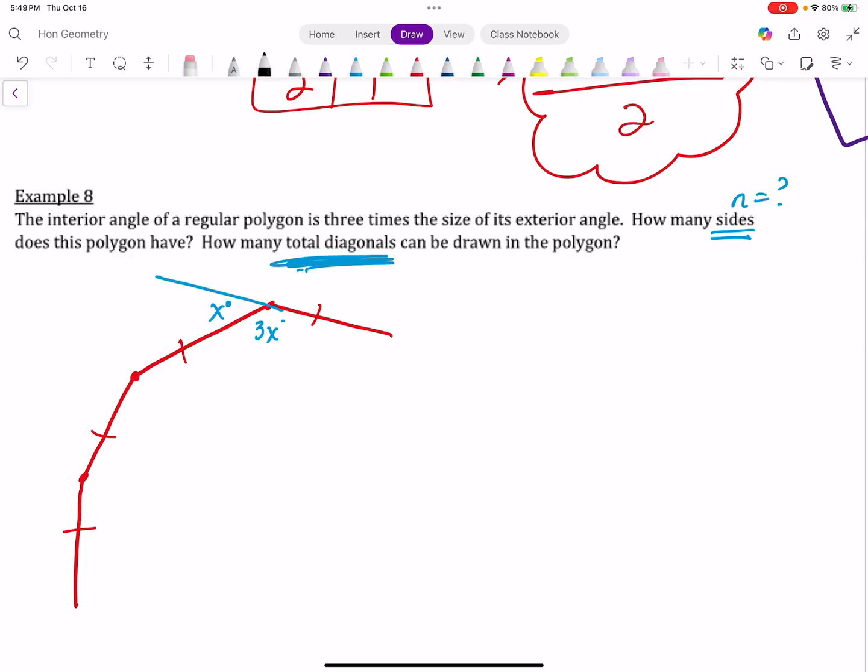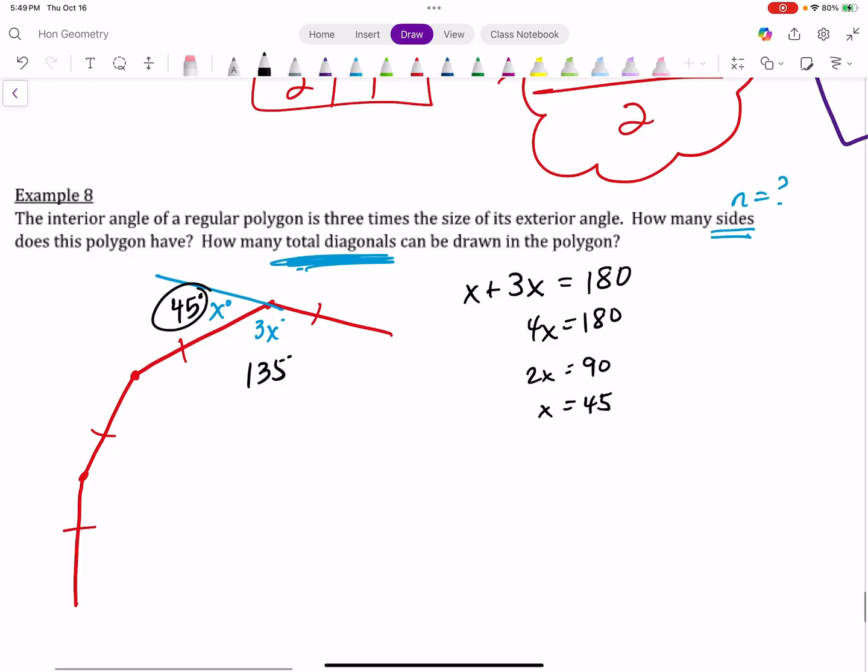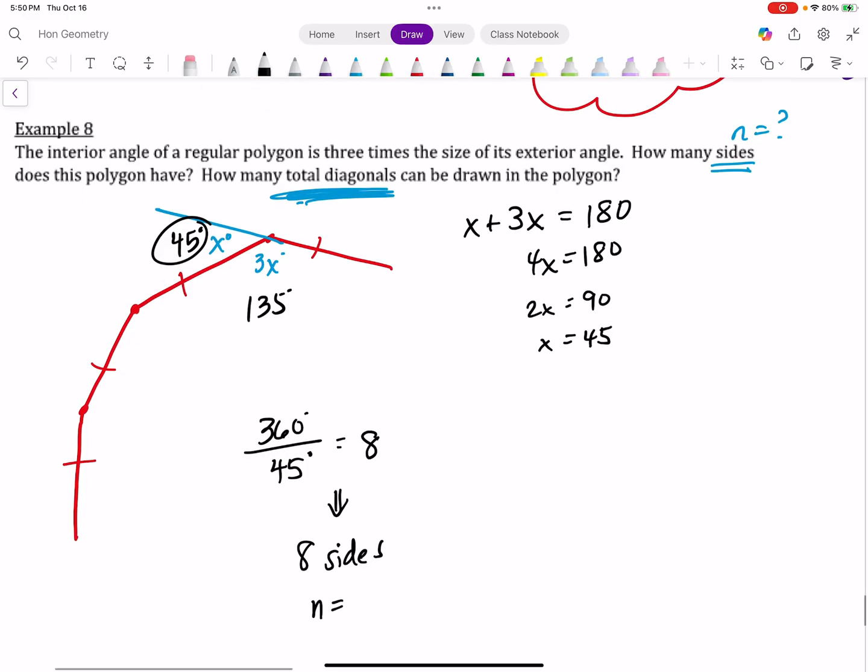All right, well, the thing that I know is that that's a linear pair, x and 3x. So those 2 put together have to add up to 180. So 2x is 90, x has to be 45. All right, so I know this is a 45-degree angle. Now, that also means this is 135 degrees, but I don't really care so much there. I like this one. So I know there's 360 degrees total, and I'm dividing it up 45 degrees at a time. So that's going to be 8. So that means that there's 8 of those vertices, which means there's 8 sides. If there's 8 sides, I'm going to let n be 8.